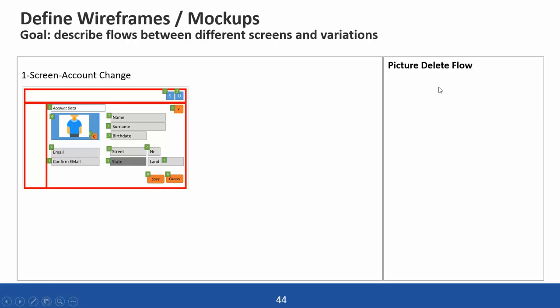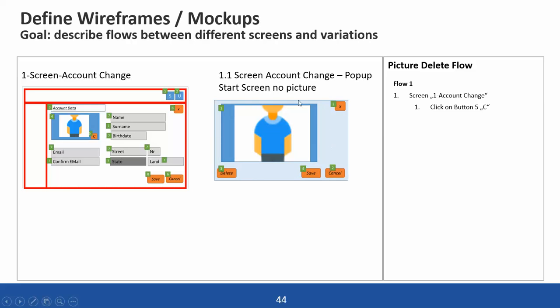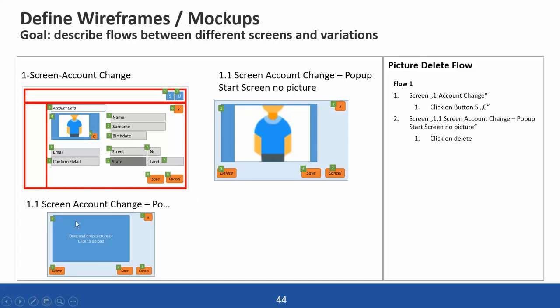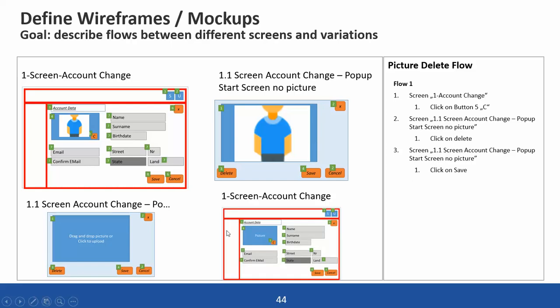And so if I describe the picture delete flow, first you click on the C button. Then when you click on the C button, the pop-up opens, and then I can click on delete, and when it's deleted, here you can see the picture is deleted. And then the last thing is you have to click on save, and when you click on save, you go back and you can see the picture is deleted.